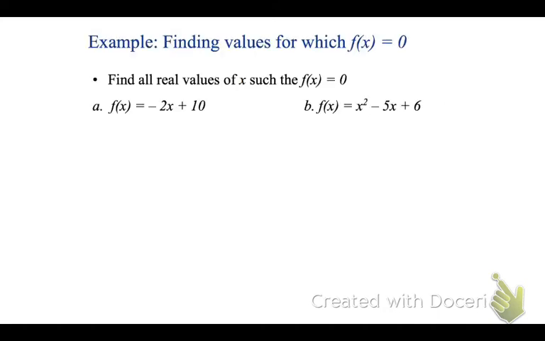So, finding where it is equal to 0. Again, this was on yesterday's, but you should have known how to do it. So it says f of x equals 0, so you set it equal to what? 0. So 0 equals negative 2x plus 10. Subtract the 10, divide by negative 2, and x equals 5.